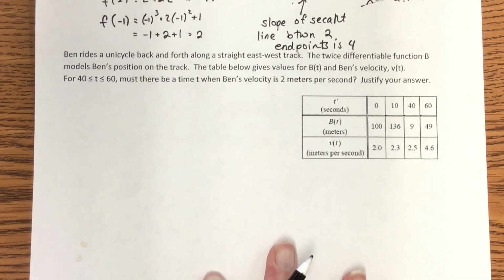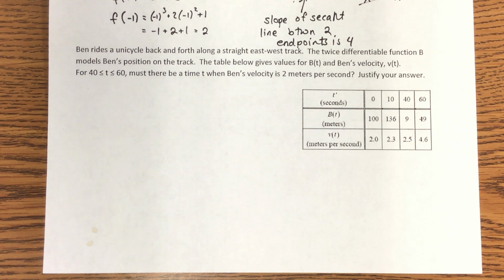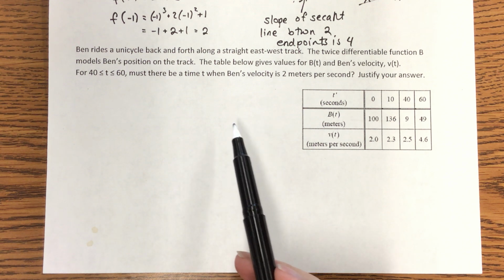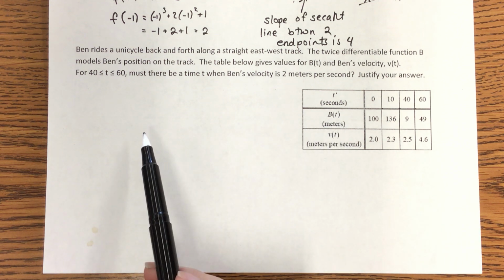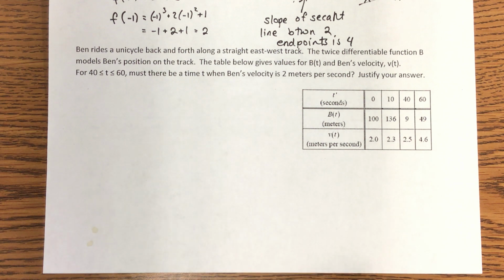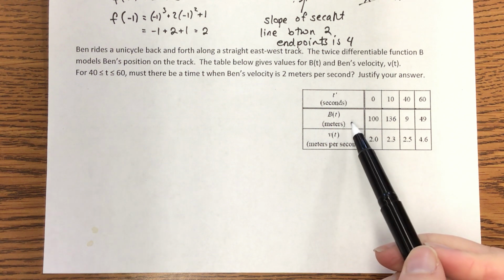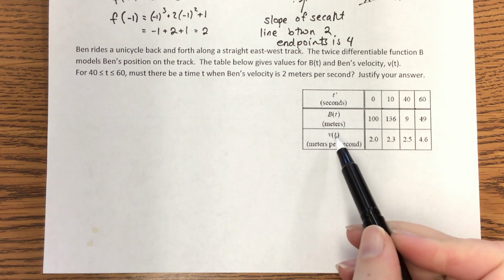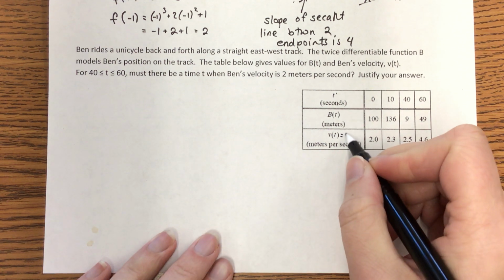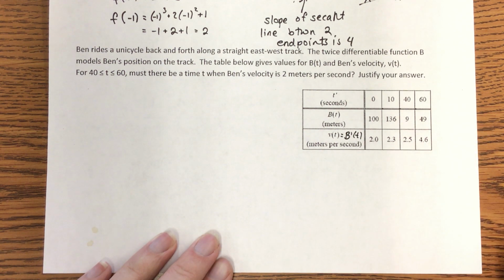Now, how are we going to apply the theorem? We've got Ben, who is riding a unicycle back and forth along a straight east to west track. So he goes east, he goes west. East means he's going to the right, west means he is going to the left. The twice differentiable function b models Ben's position on the track. So b of t is his position in meters, and v of t is going to be b prime of t, the derivative.